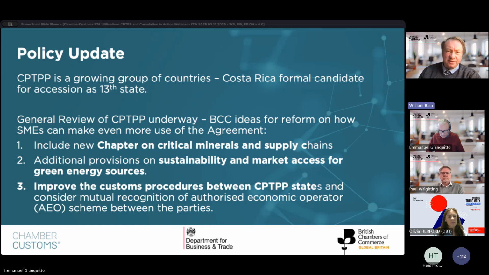And we think that the main focus should be to include a new chapter into the agreement on critical minerals and supply chains. So within the bloc of 12, hopefully 13, if Costa Rica successfully accedes, to make sure that we have the most modern, up-to-date, and also economically useful provisions around supply of critical minerals within the bloc, and also assisting in terms of supply chains in other commodities and intermediate products.